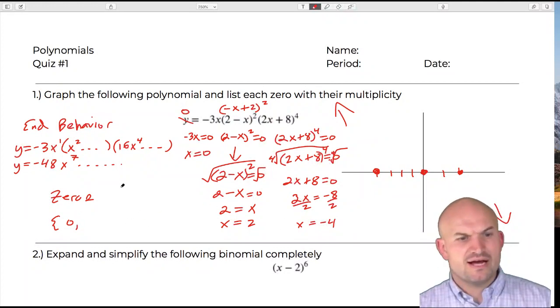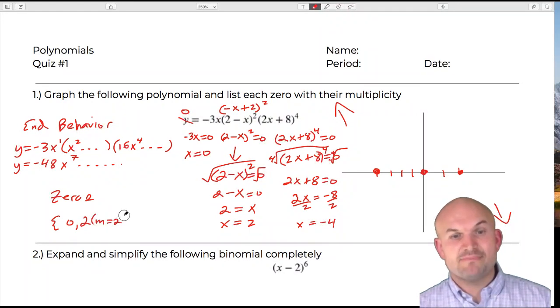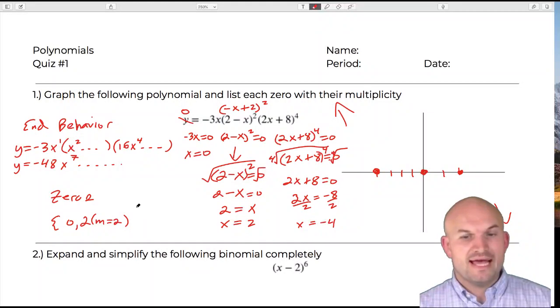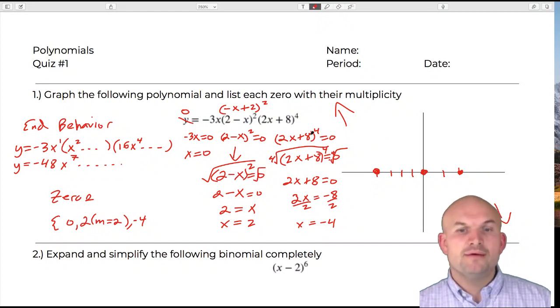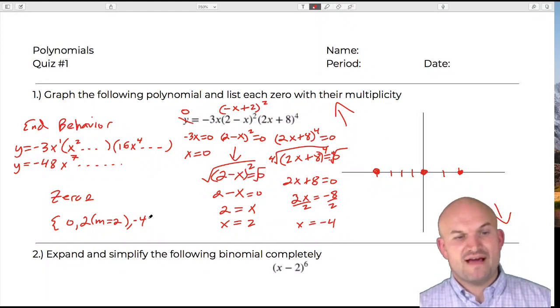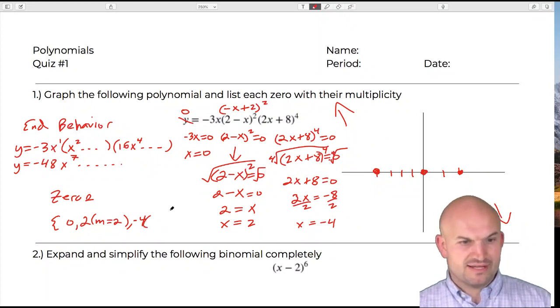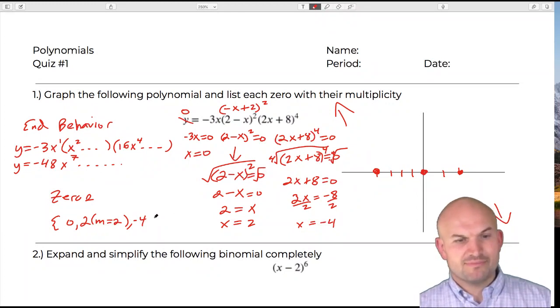So for instance, here I have 2, which has a multiplicity of 2, because that is the power of the factor, whereas I have another zero, -4, and that has a multiplicity of 4 because that is the power of the factor. And I didn't really choose numbers well, now that I think about it. You can get them confused with the zeros, but they really have no relationship there.